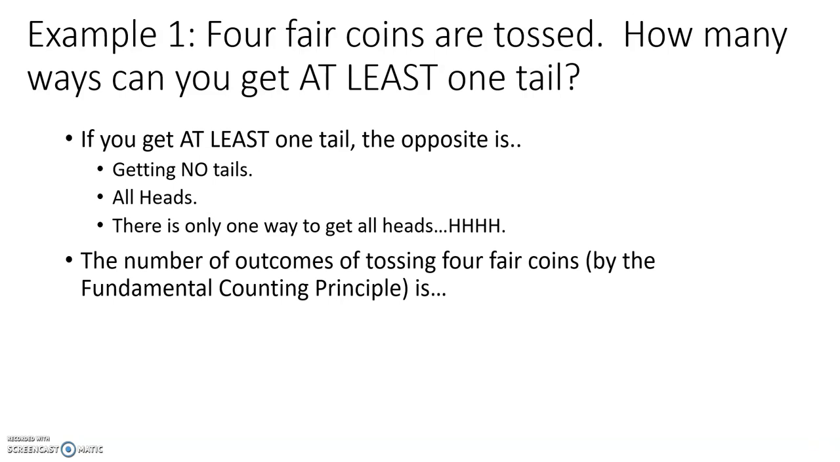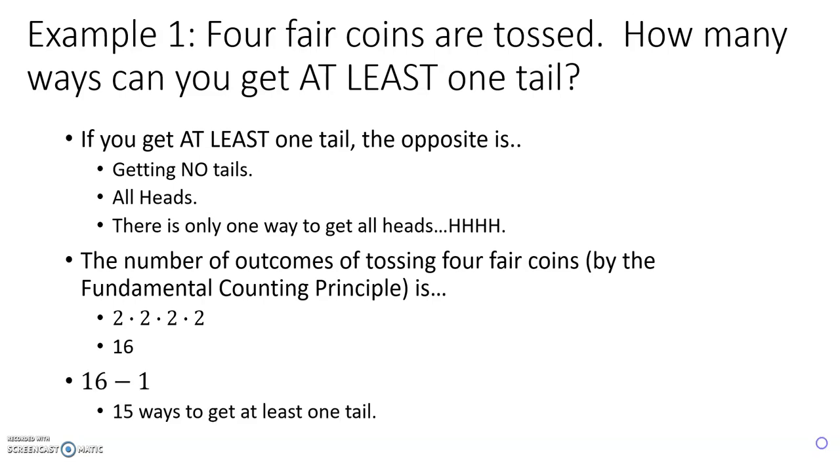The number of outcomes of tossing 4 fair coins by the fundamental counting principle is 2 times 2 times 2 times 2, which is 16. Take away that one way to get all heads, 16 minus 1. There are 15 ways to get at least one tail.